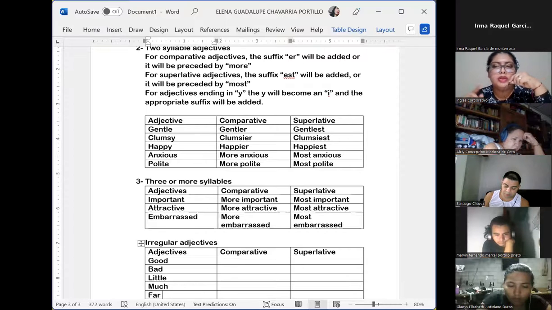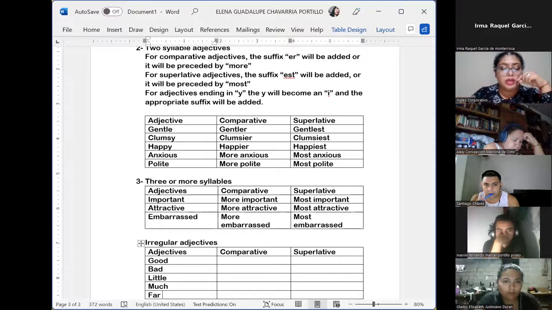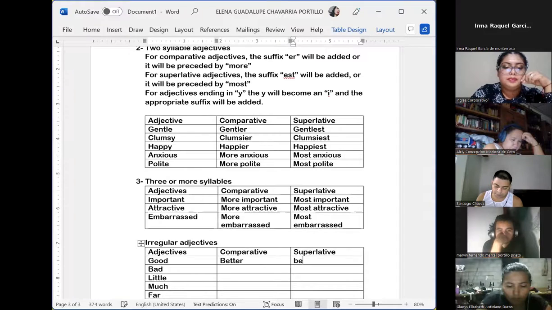In the last one, you can see that it's a one-syllable adjective, but when we write it in the comparative and superlative, it's going to be a long word. Far will become a long word. So let's see the comparatives of these ones. For good, we have better, and for superlative, we have best. They are totally different from the base form.